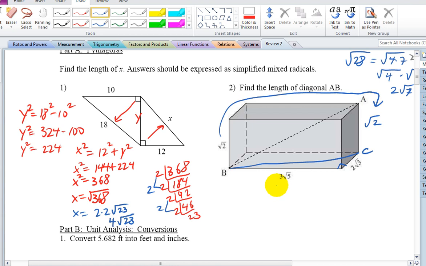So first of all, let's convert this over. 3 times 3 times 5. Bring the 3 onto the inside. We're going to get 9 times 5, or square root 45. What's the other measurement then? Bring the 2 into inside.